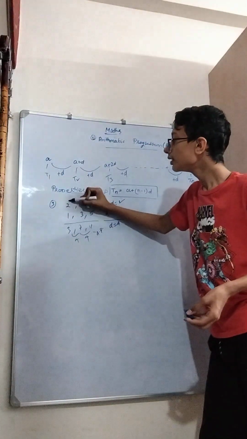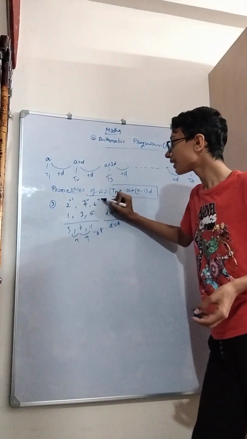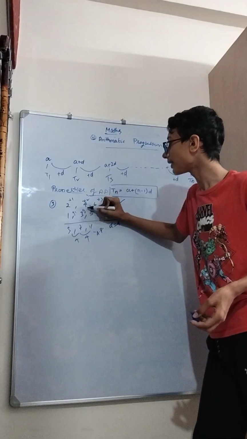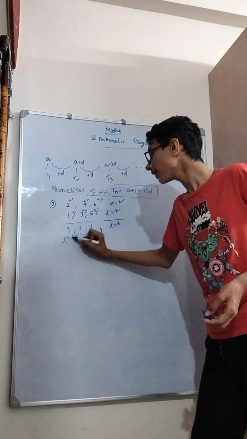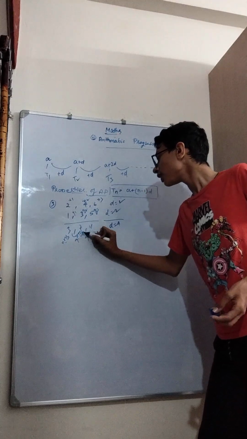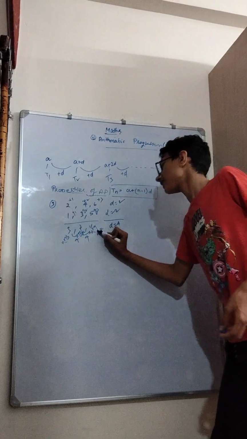Understood? So here x1, x2, x3 and here this is y1, y2, y3 and this is x plus y: x1 plus y1, x2 plus y2 and this is x3 plus y3. Understood?